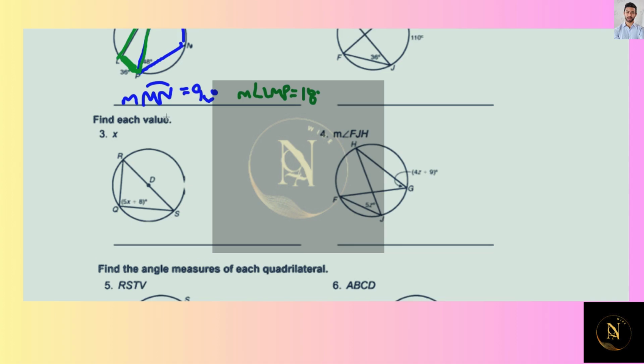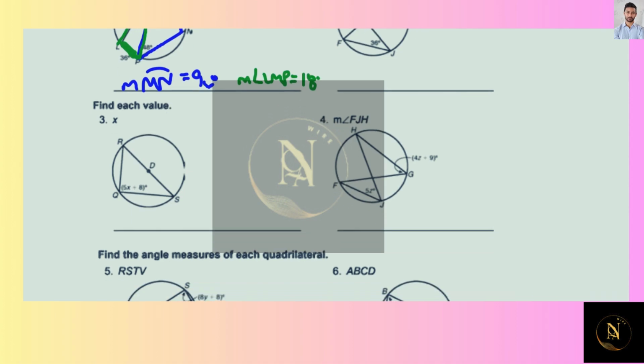Number 3, since angle Q opens up to a diameter of the circle, diameters have 180 degrees, this must be a right angle. So 5x plus 8 has to equal 90 degrees. Subtract 8 from 90, you get 82 divided by 5, you get 16.4.